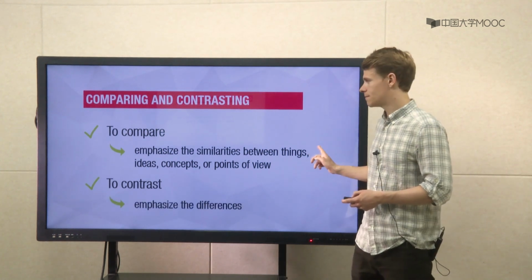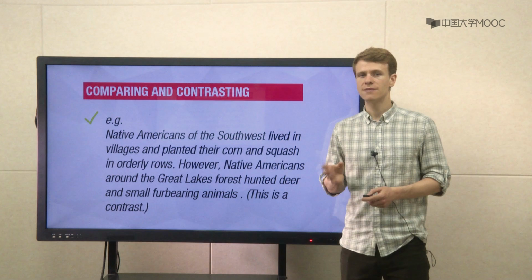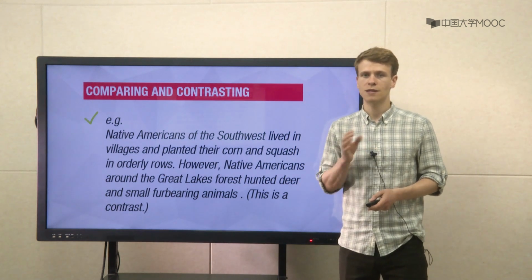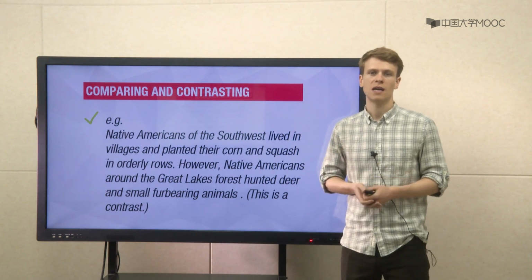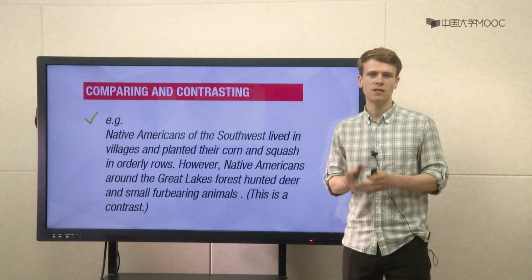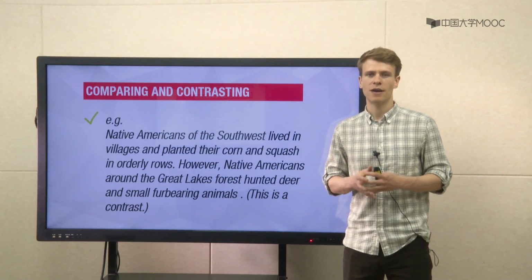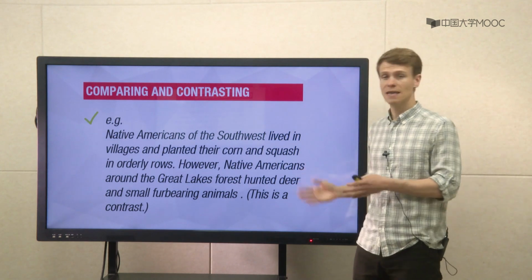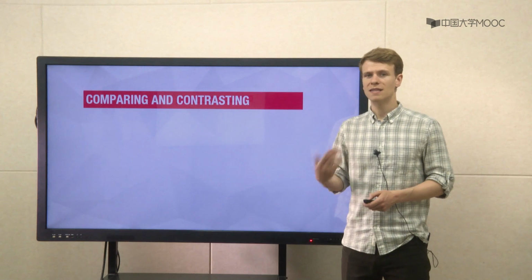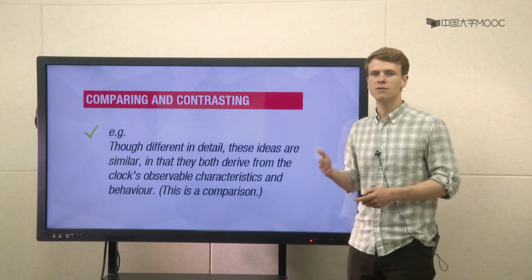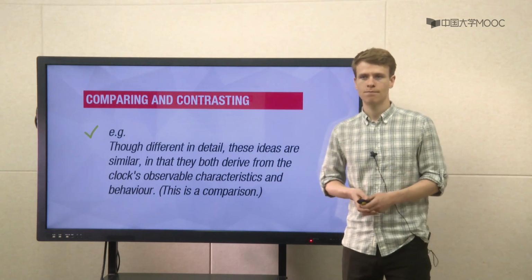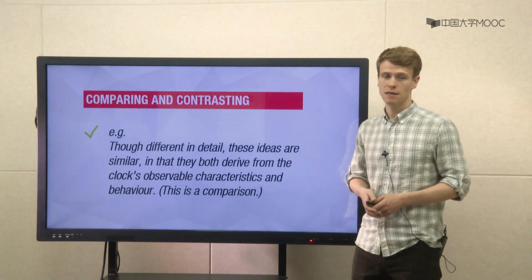For example, Native Americans of the Southwest lived in villages and planted their corn and squash in orderly rows. However, Native Americans around the Great Lakes forest hunted deer and small fur-bearing animals. This is a contrast. Though different in detail, these ideas are similar in that they both derive from the clock's observable characteristics and behavior. This is a comparison.